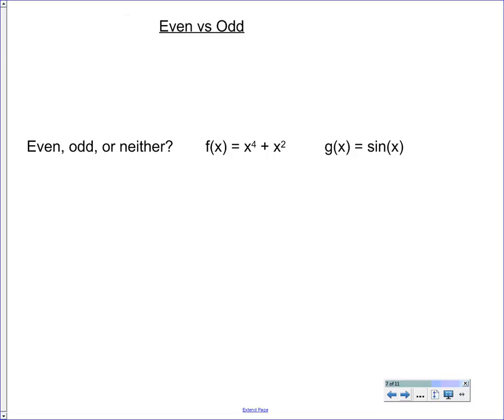Last piece of notes for today is even and odd functions. So that's one thing you'll have to know: whether a function is even, odd, or neither. It's a very easy test. If it's an even function, if we put in the negative value, the opposite of a number, we should get the same y value back as if we put the original number in.